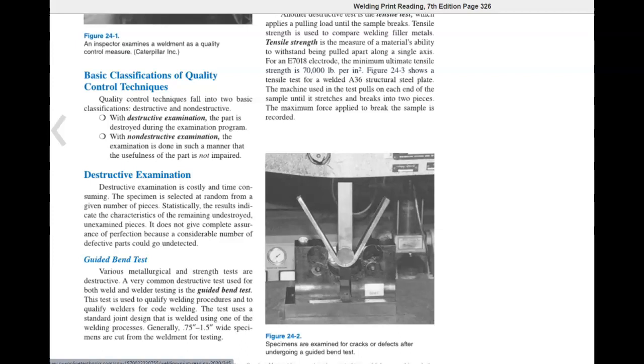Guided bend test. Various metallurgical and strength tests are destructive. A very common destructive test used for both weld and welder testing is the guided bend test. This test is used to qualify welding procedures and to qualify welders for code welding. The test uses a standard joint design that is welded using one of the welding processes. Generally, 3/4 inch to 1.5 inch wide specimens are cut from the weld meant for testing.